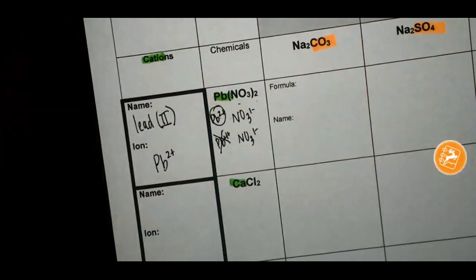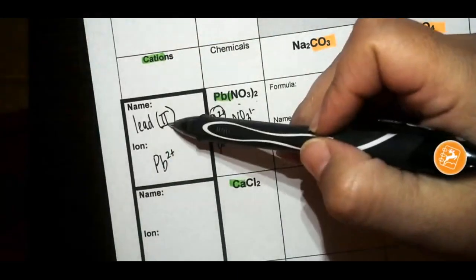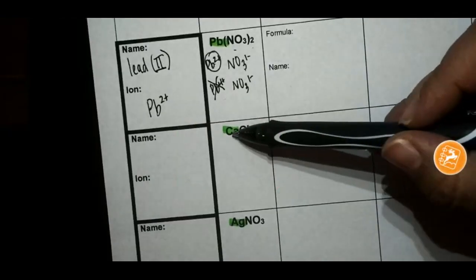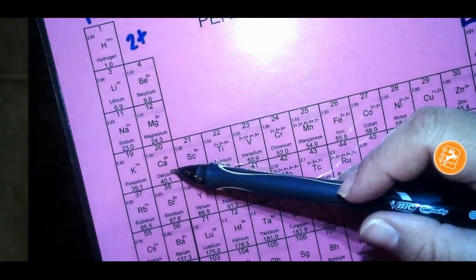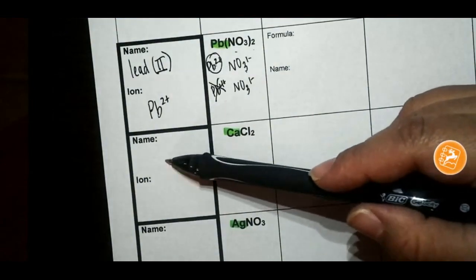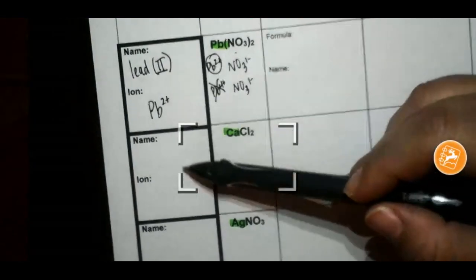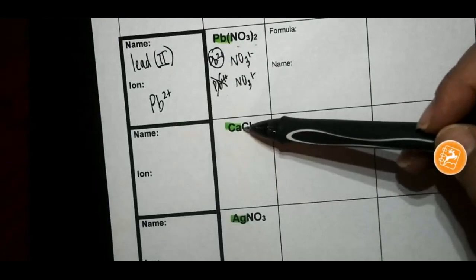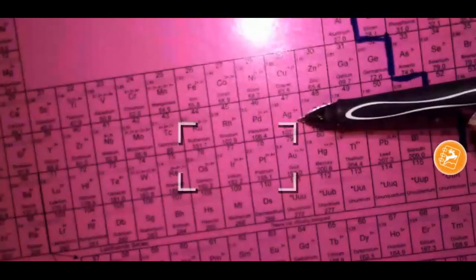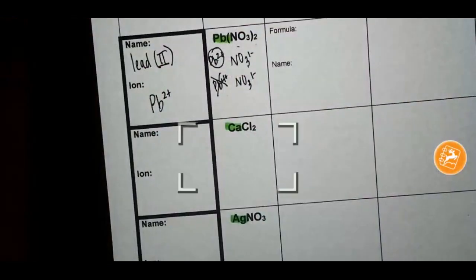Now, you cannot get prefix or Roman numeral happy. I know that this is Ca, which is over here. This one only has one charge, so don't put Roman numerals on this one because you only have one charge here. So don't start putting Roman numerals on everything. It just depends on whether the metal has more than one charge. But also look at Ag. I can see that that one also has one charge, so it's not going to have a Roman numeral.